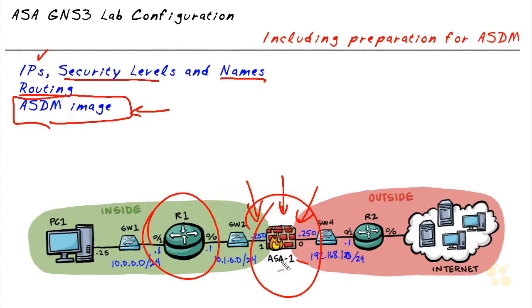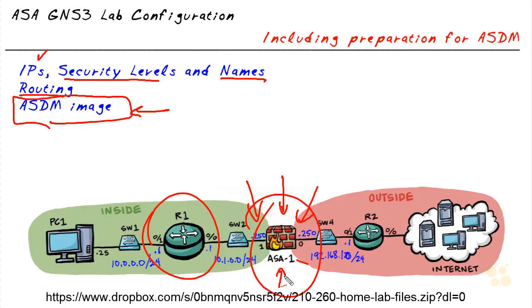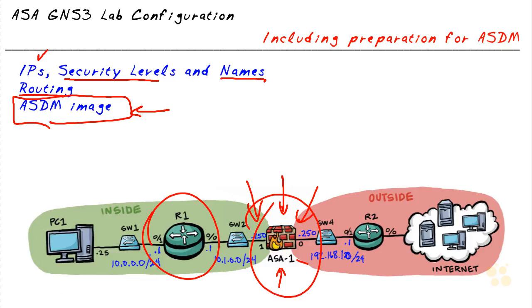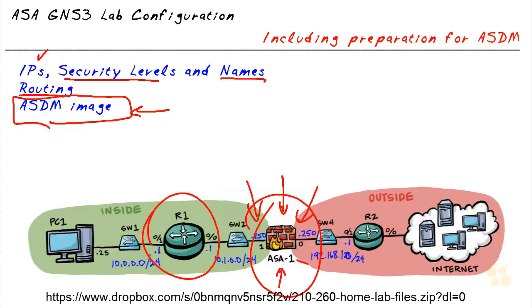In multiple previous nuggets, I've talked about searching the internet for some pre-built packages that have a lot of the resources that we might need to implement a home lab. And one of those was a file called 210-260 homelabfiles.zip. And as part of that, I noticed that ASDM was one of those image files as part of that download.